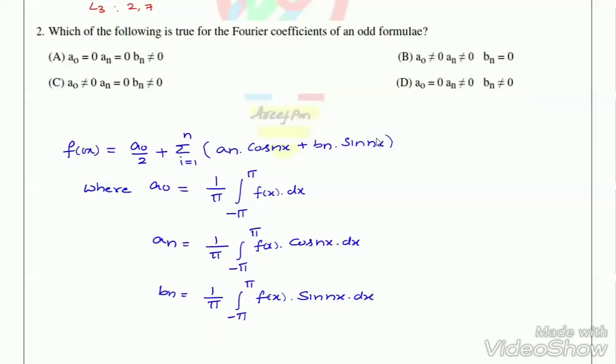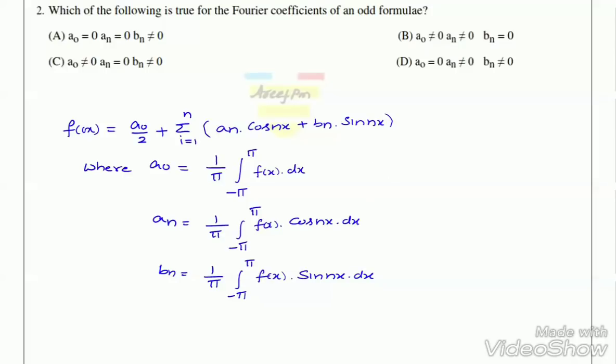Now they asked for the formula for an odd function. What is the meaning of an odd function here? Odd means if f(-x) is equal to -f(x), then we call this function an odd function. In this type of function we have only sine terms, that means cos terms are absent. Similarly, if they ask for an even function, even means f(-x) is equal to f(x). In this case we will have only cos terms.